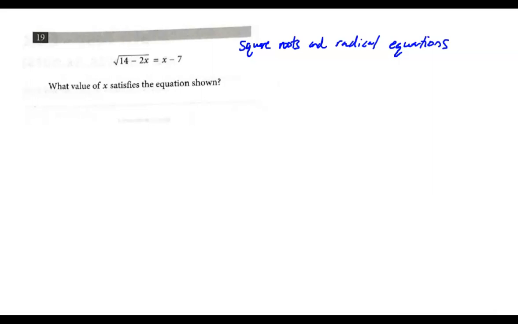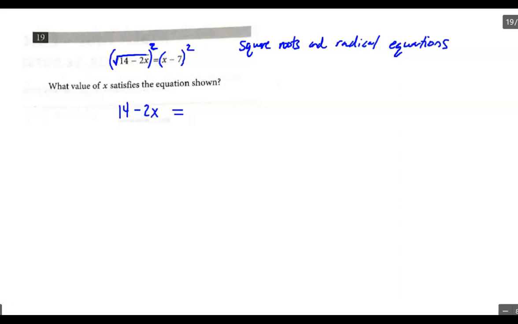I see the square root, and if I want to get rid of a square root, the inverse of that is to square it. So what I'm going to do is square both sides. I'm going to take this whole side and square it, and I'm going to take this whole side and square it. I chose to do that because this square root and this square squash each other. Right when I do that, it disappears, and I have 14 minus 2x.